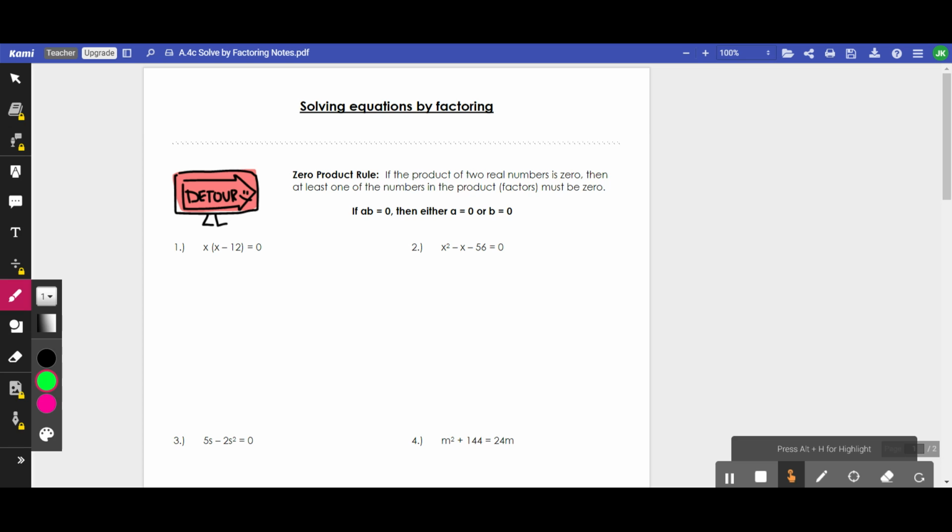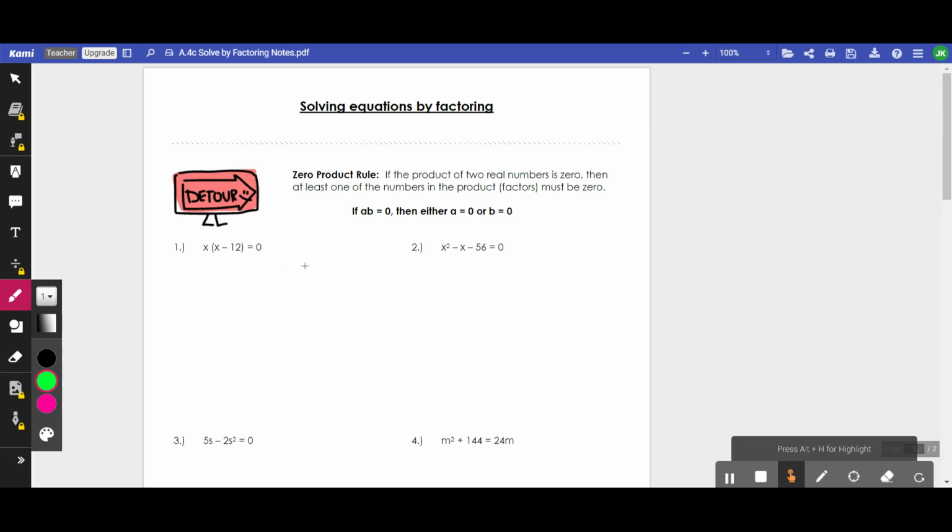So this says if the product of two real numbers is zero, then at least one of the numbers in the product, or the factors, must be zero. So pretty much if AB equals zero, if you multiply to get zero, either A would have to be zero here or B would have to be zero, which is what it says here. So you're going to use the zero product rule to figure out what your solutions would be for your quadratic.